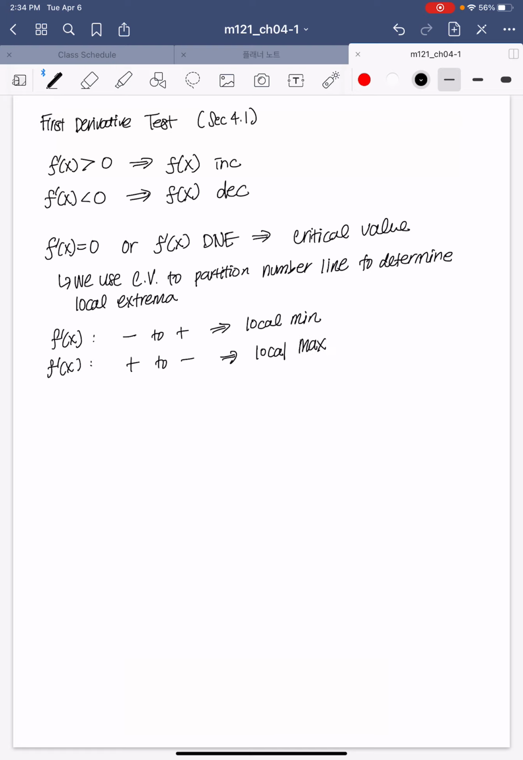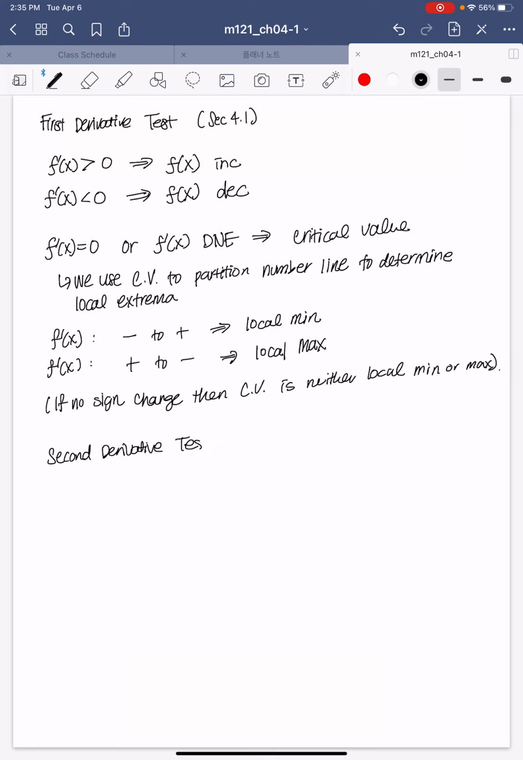And I'll note, if there is no sign change, then the critical value is neither a local min nor max, correct? So that's what we did in section 4.1. Now, the second derivative test tells you a lot of information as well. This is what we are learning in this section.